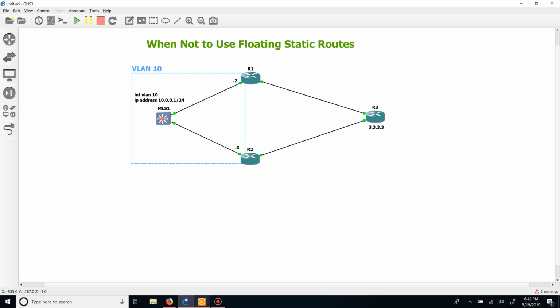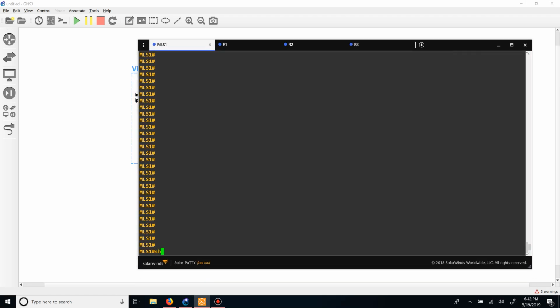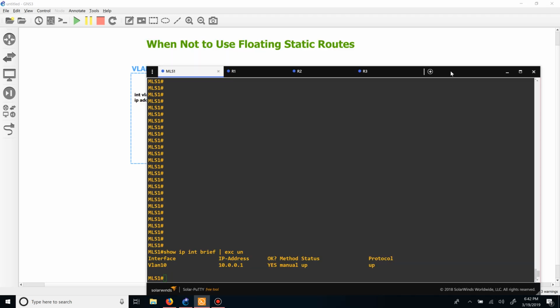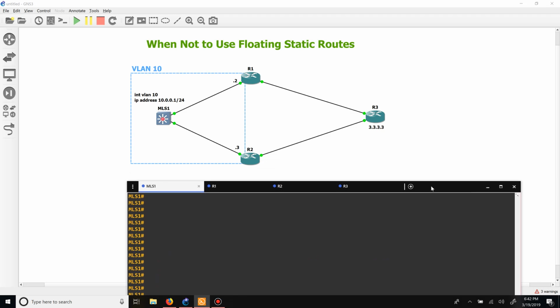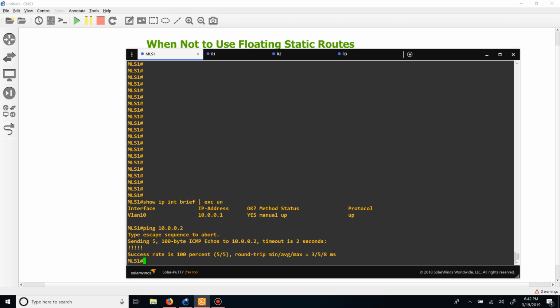Pull up the CLI here. Alright, so if we go to the switch 1, we'll see that I have an IP address configured on SVI, of course, 10.0.0.1. And you can see that router 1 has .2 and router 2 has .3, so we should be able to get to them.